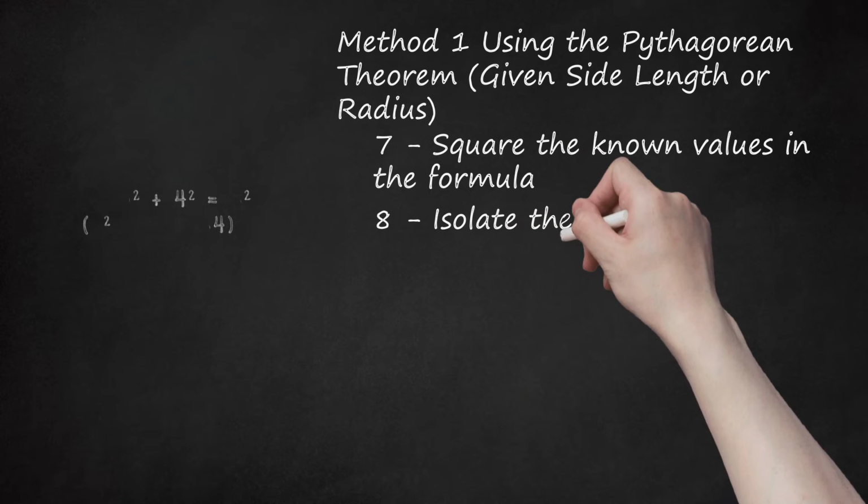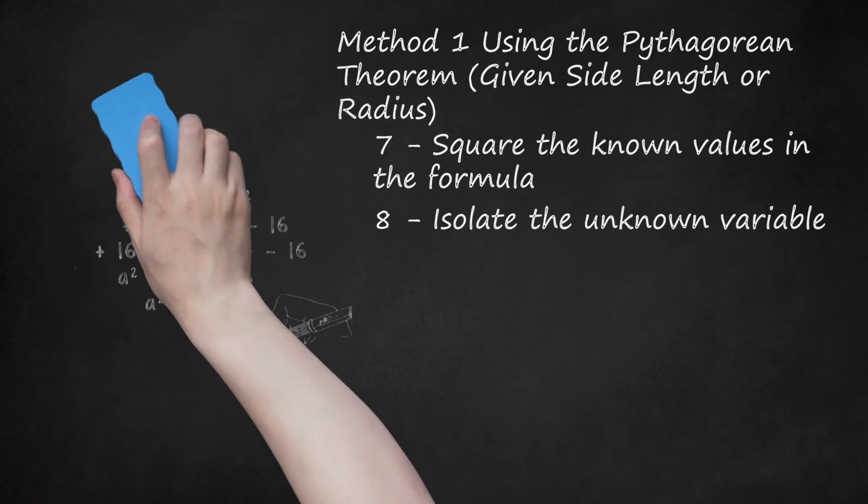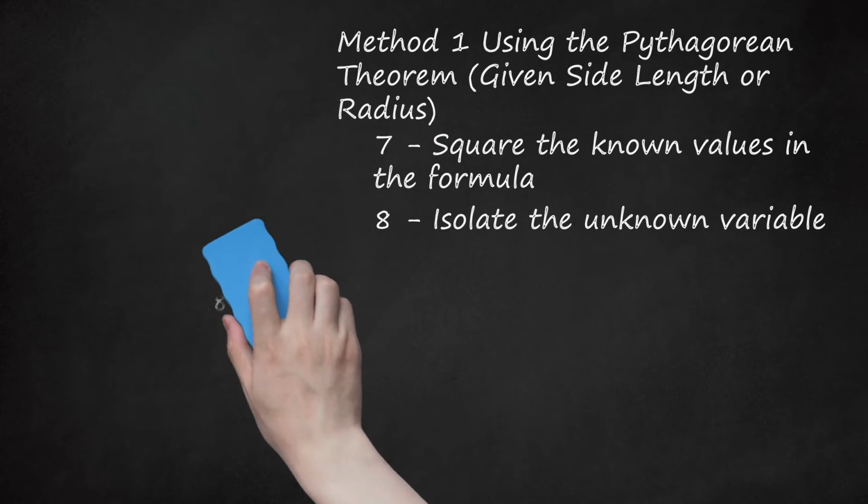8. Isolate the unknown variable. To do this, subtract the squared value of b from both sides of the equation. For example, a² + 16 − 16 = 64 − 16, a² = 48.